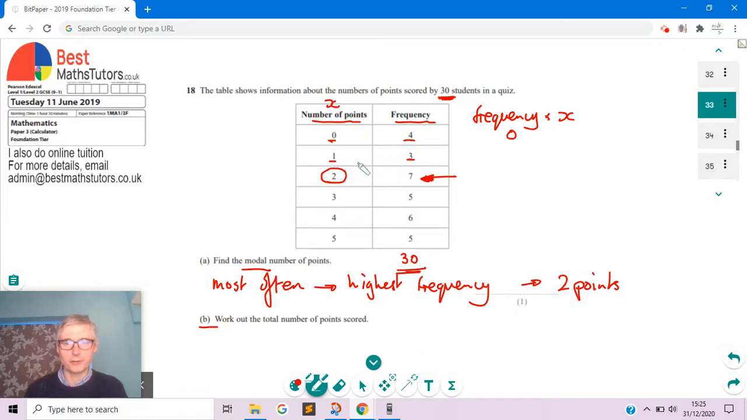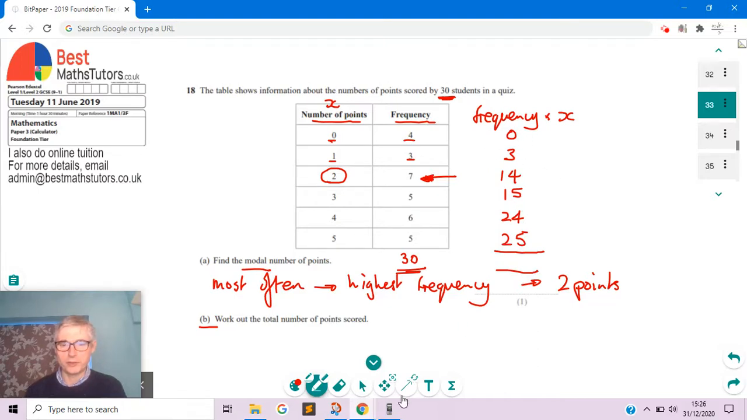And then we continue going down this column. So we can see that 3 times 1 is 3. 7 times 2 gives me 14. 3 times 5 gives me 15. 6 times 4 gives me 24. And 5 times 5 gives me 25. Obviously, because we're on the calculator paper, we'd use a calculator just to avoid making any mistakes. And if we add this column up then, that will give us the total number of points scored.